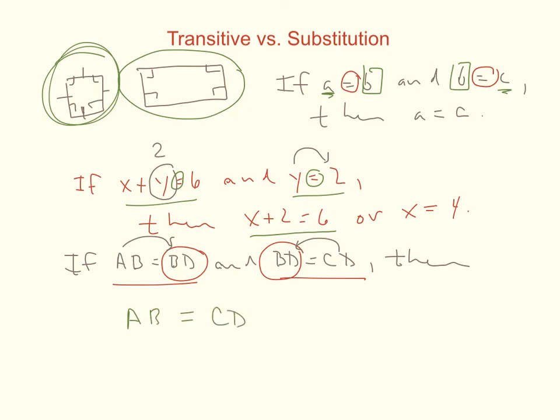That's the difference between transitive and substitution. Substitution can take place when you have two equations and no element on either side of the equal sign is exactly the same as an element on the other equation. But transitive works because you have two equations with an exactly the same element on one side of the equal sign. That's the difference between transitive and substitution.